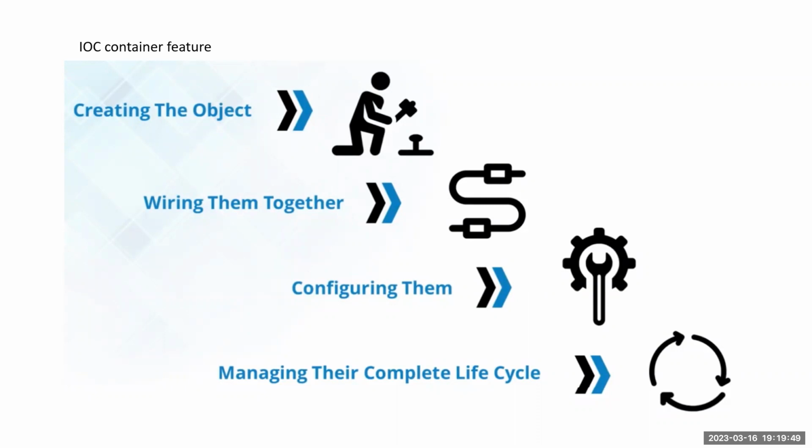But there is a feature in Spring IOC, inversion of control. This is a container feature. It is going to create the object, wire them together, configure them, and maintain the complete life cycle of that object. So Spring is saying that you don't need to worry about creating objects, or about wiring one class object into another class object. I will take care of this configuration and auto wiring, and I will take care of the object lifecycle. That is the inversion of control feature.